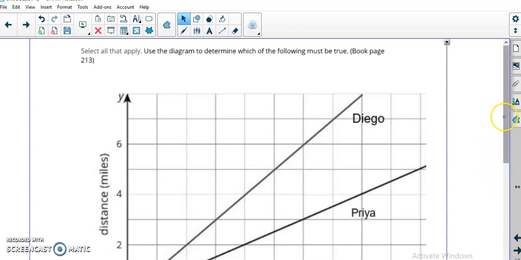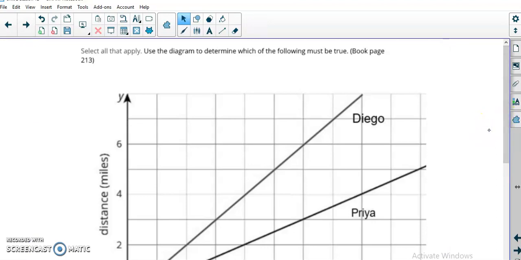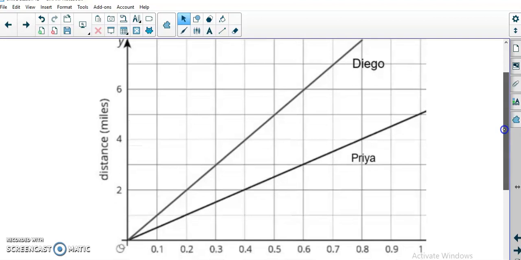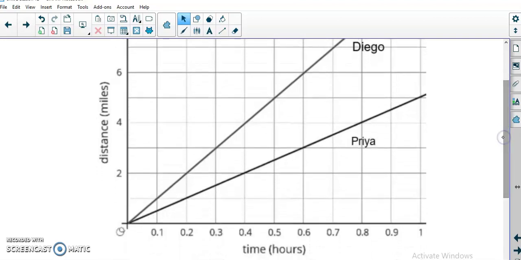Problem number 1 is available for you in your book on page 213. It is a select all that apply question, which means there's probably going to be more than one answer. There doesn't have to be, but it's probably going to be more than one. Use the diagram to determine which of the following statements must be true. So if we look at the graph, we need to be able to determine what's happening in the graph to know how to answer any of the questions that come from it.